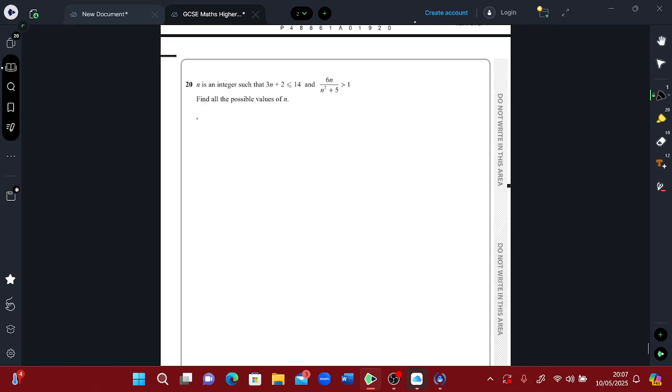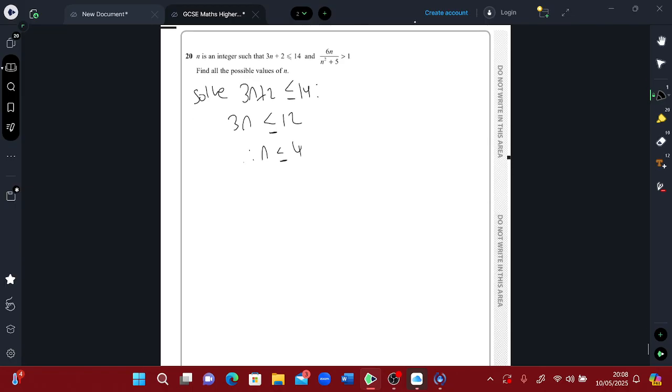So first, we're going to solve 3n plus 2 is less than or equal to 14. That's just a linear one. So we know that if we treat this like a normal equation, minus 2, that's 12. Therefore, n is going to be 4, right? 12 divided by 3. That's one solution. Now we're going to look to solve the second one, which is a lot more complicated. 6n over n squared plus 5 is greater than 1.